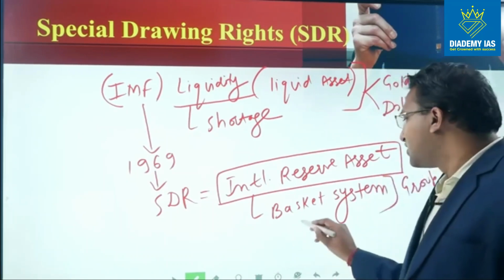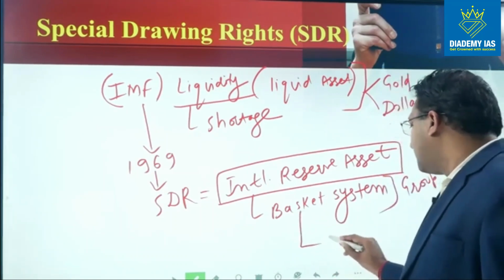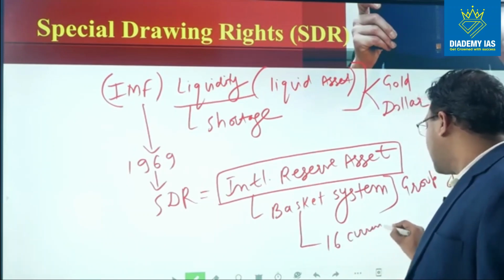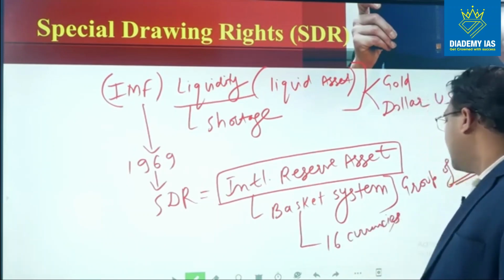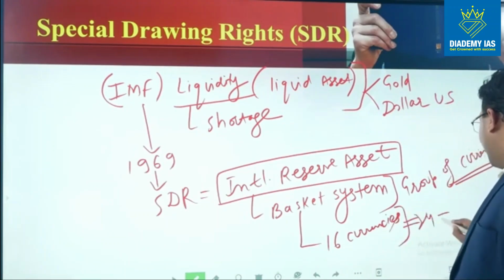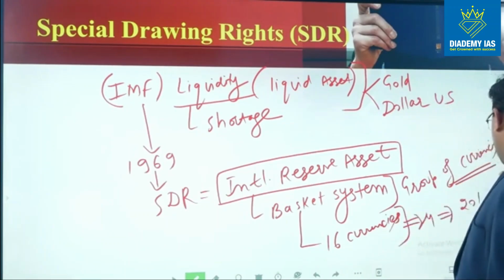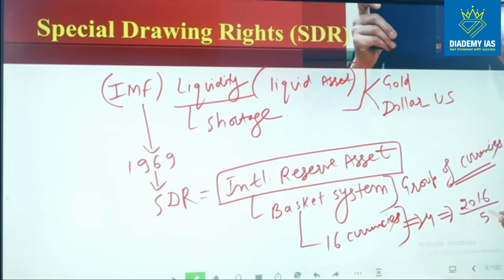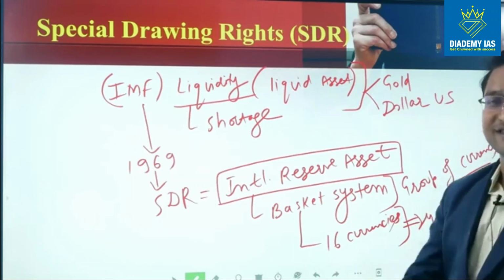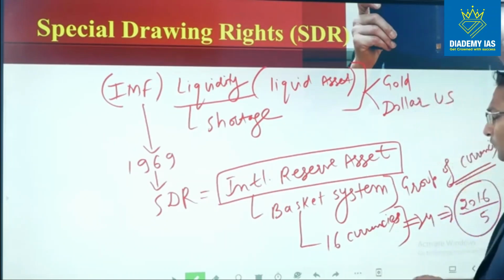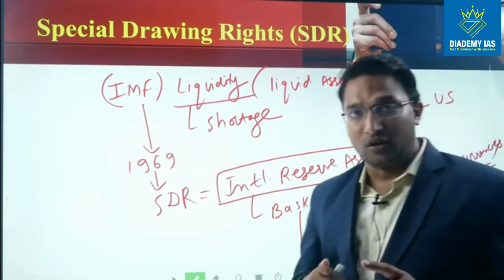Initially this basket system was kept at 16 currencies. So we took 16 currencies as part of this basket, and later on it got reduced to 4, and finally in 2016 we also added one more currency, of China, and this basket system as of now has a total of 5 currencies, right? So there are a few important points to note down.